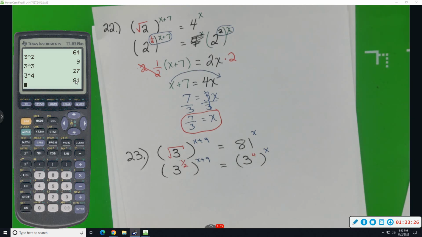Power raised to power, so we multiply the exponents.